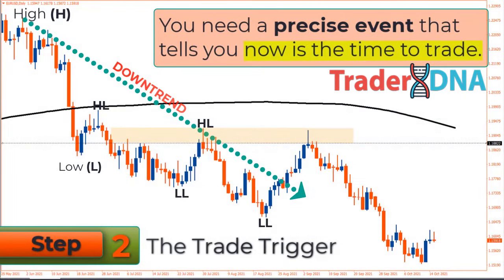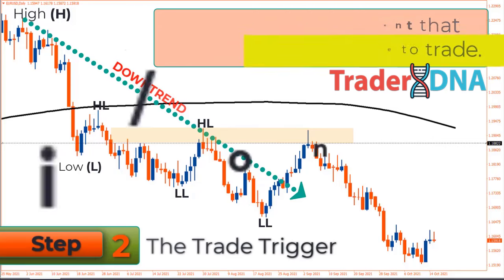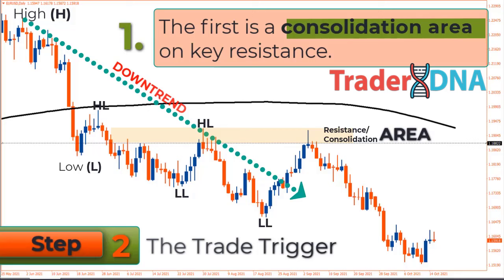What your exact trade trigger is depends on the trading strategy you are using. The first is a consolidation area on key resistance. The trade is triggered when the price moves below the low of the consolidation area.